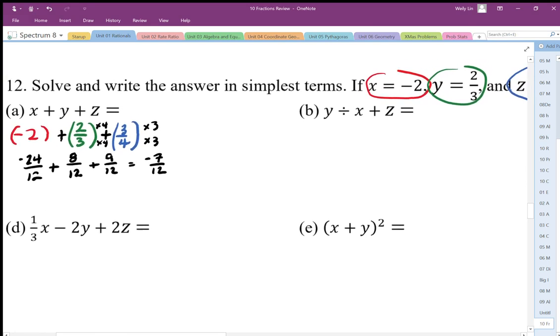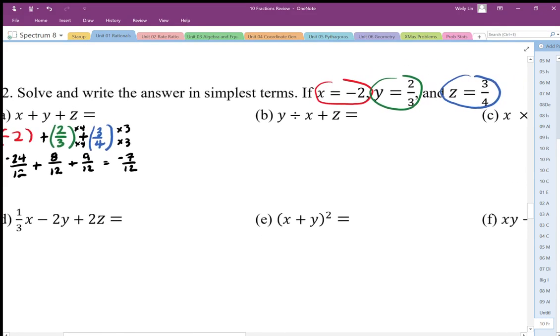For the next one here, we're going to substitute in the 2/3. Okay, so it's 2/3 divided by -2. Instead of divide, we're going to multiply, so we're going to multiply by the reciprocal, which is 1 over -2, plus 3 over 4.